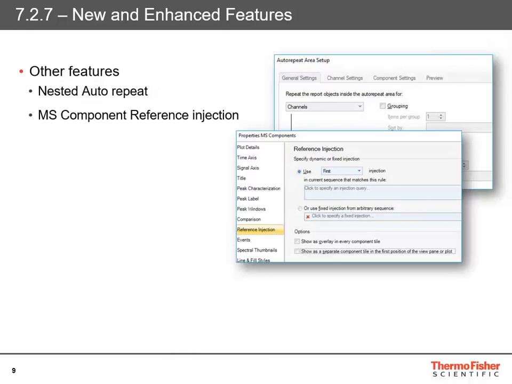We also now have the ability to specify a reference injection for MS components, and this can be dynamic or fixed. So you just literally select the options in your MS components tab, on the reference injection tab, and you can specify which injection you want to use as your reference.